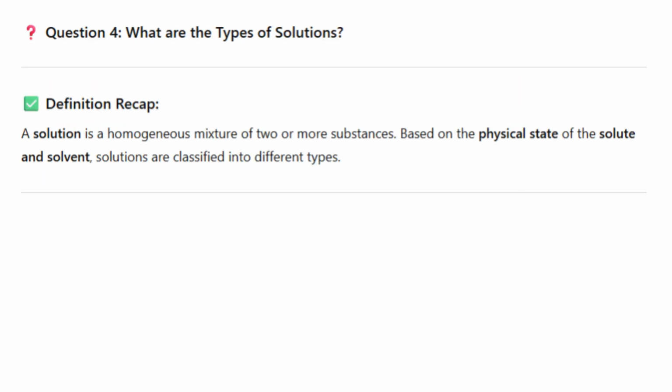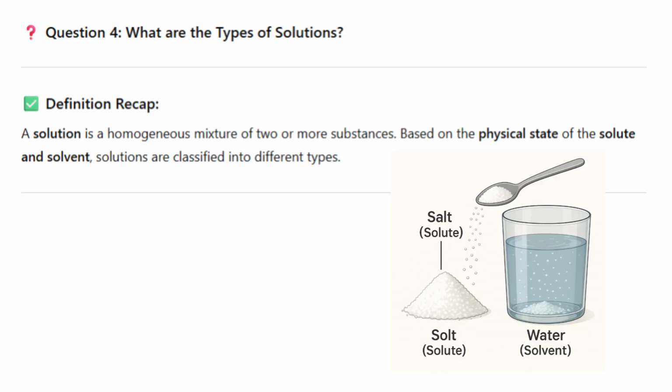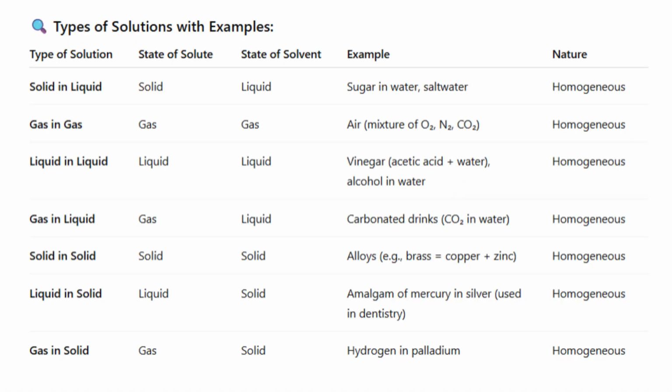Question 4. What are the types of solutions? Definition, recap. A solution is a homogeneous mixture of two or more substances. Based on the physical state of the solute and solvent, solutions are classified into different types. Let's learn about the types of solutions based on the physical states of the solute and the solvent.